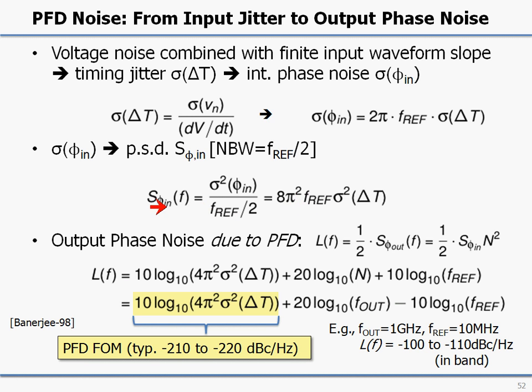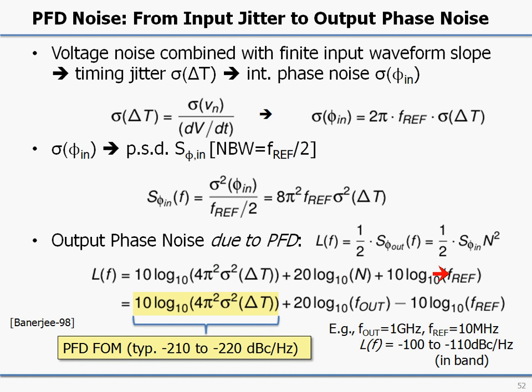Now, once we know the S_phi at the input, we want to know how it affects the output phase noise, and we realize that we just need to multiply it with the gain of the PLL if we're looking inside the PLL bandwidth where this matters. We then find that the phase noise will depend on the properties of the phase frequency detector as well as on the N factor or the reference frequency.